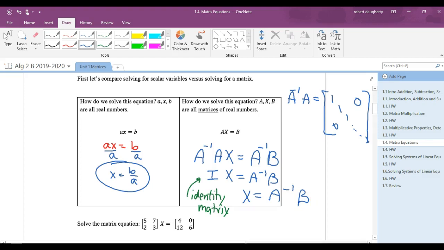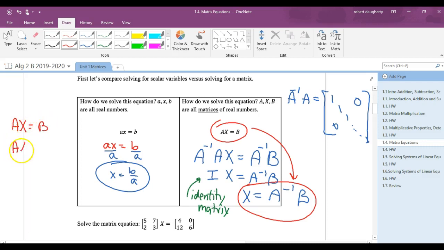Now you're not going to have to go through these steps every time. You should be able to let your thought process take you there. Instead of dividing by matrix A, we multiply on the left by A inverse. Now what would happen if I had AX equal B and I multiplied on the right by A inverse? That's valid, but did that do anything for me?